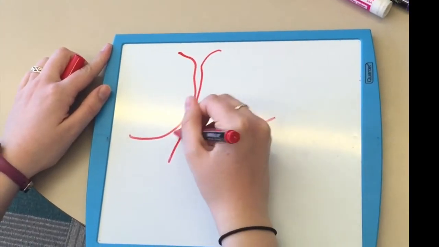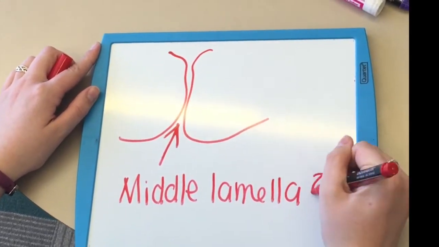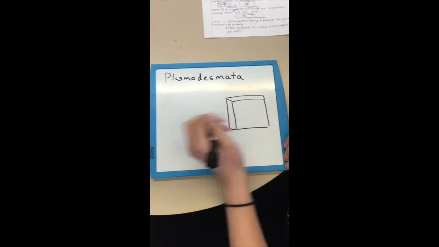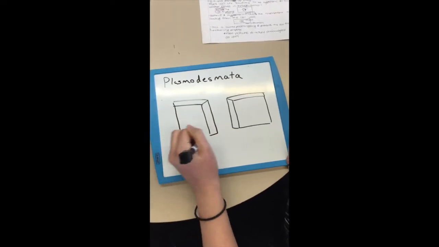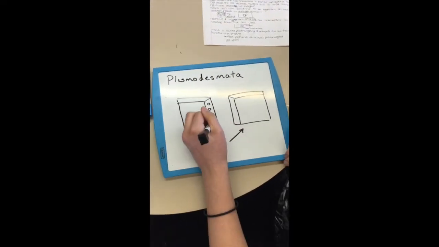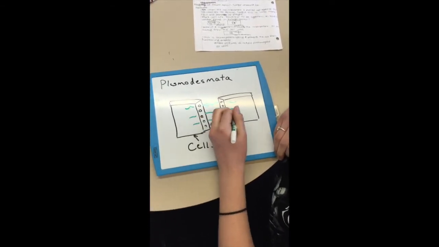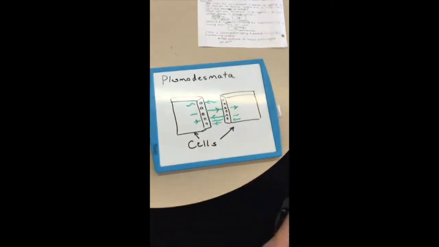The middle lamella is another layer of the cell wall. It's made of pectins, and it connects the cell walls of adjacent cells to form the plasmodesmata. Plasmodesmata are small holes in the cell wall that are used for communication and the exchange of nutrients or waste.